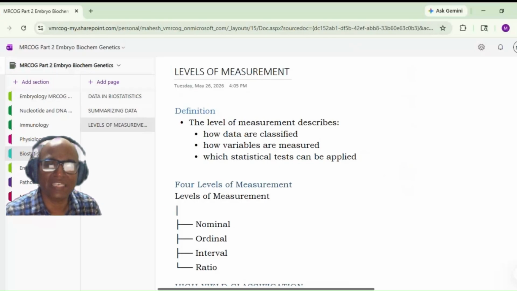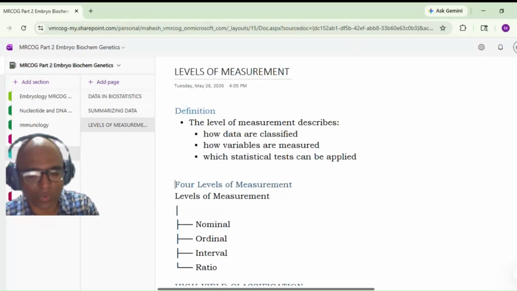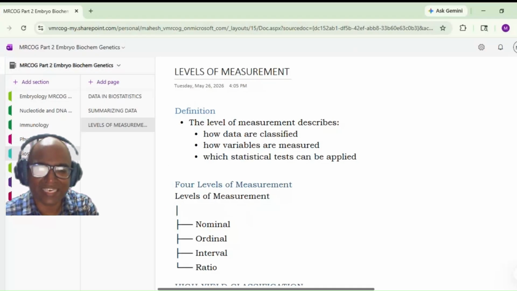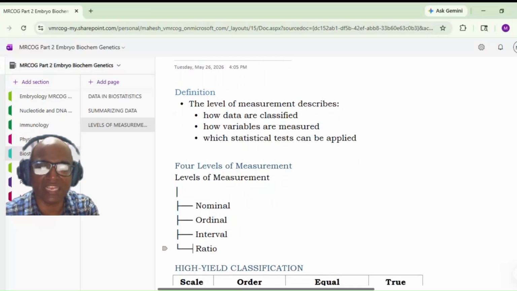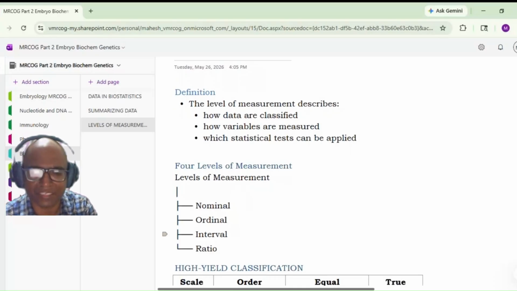Okay, so there are basically four levels of measurement. One is nominal, second is ordinal. For understanding point of view, you put these two together, nominal and ordinal. So remember NO, nominal and ordinal, and next you learn together, that is interval and ratio, IR. So it is NOIR, out of which you study NO together and IR together, then you will understand it better. This is just for the understanding point of view.